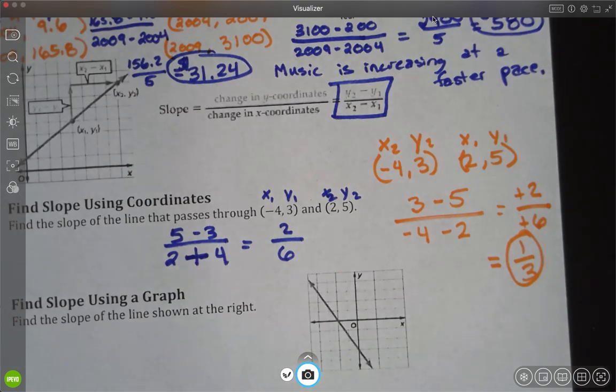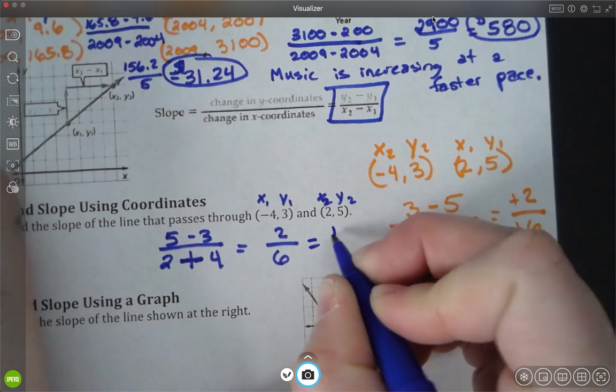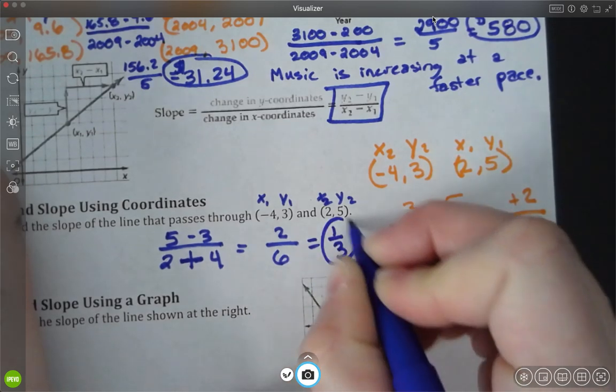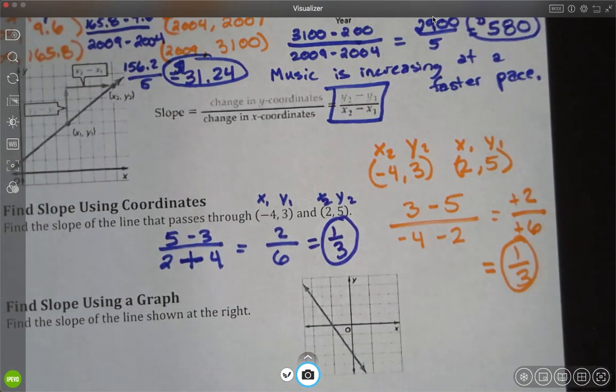So if you are stuck on a problem and you're like, oh crap, which one is the first one, which one is the second one? It doesn't matter as long as you do them correctly, right? You do the y's first and then the x's on the bottom, okay? It doesn't matter which one you do first. If you switch your x2s and x1s and y2s and y1s around, you're going to get 1/3 no matter what. Yes? Good? Okay. Now, last one.